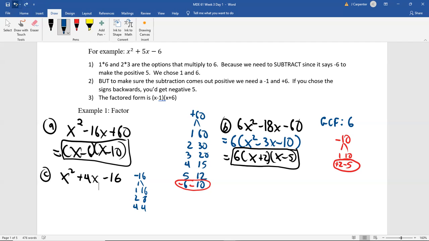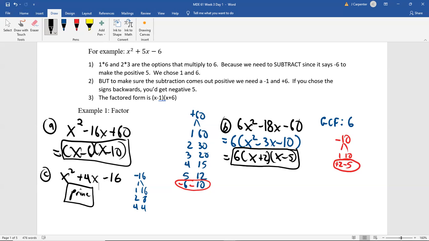Uh-oh. None of the options work. That's what I was mentioning a few minutes ago. When none of the options work, it's not factorable. It's prime. There's no way to use whole numbers to write this as some x plus a number times x plus a number, or x minus a number times x plus a number, et cetera, et cetera.